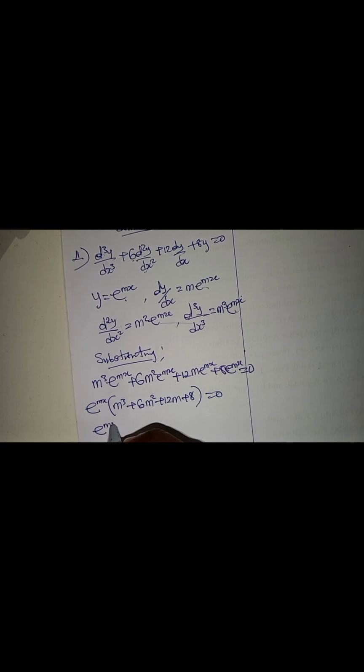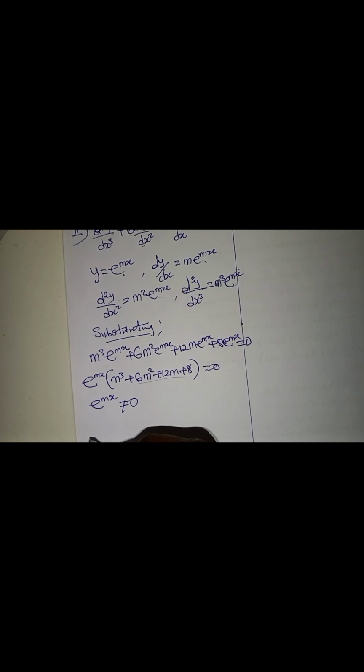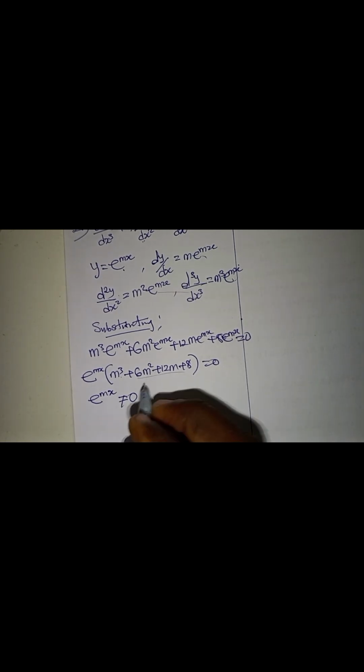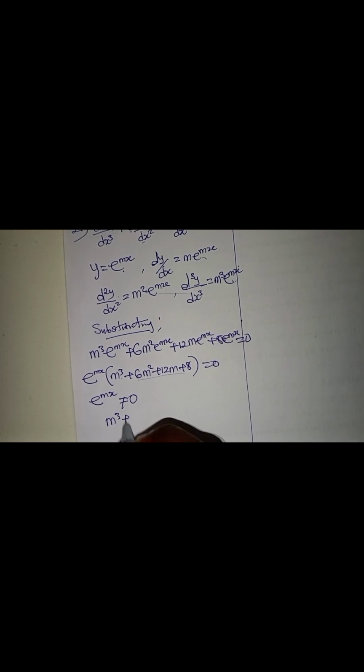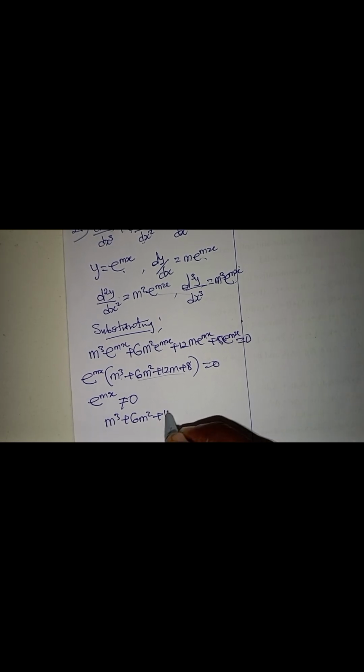Right, so this is the new expression we have. If you check very well from this expression, exponential mx is common. I will factor out exponential mx, and I will have m cube plus 6m squared plus 12m plus 8 equal to 0. So provided that exponential mx is not equal to 0, we are going to solve this polynomial to the third power: m cube plus 6m squared plus 12m plus 8 equal to 0.